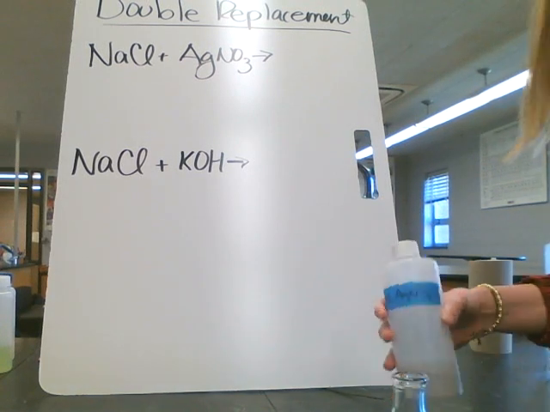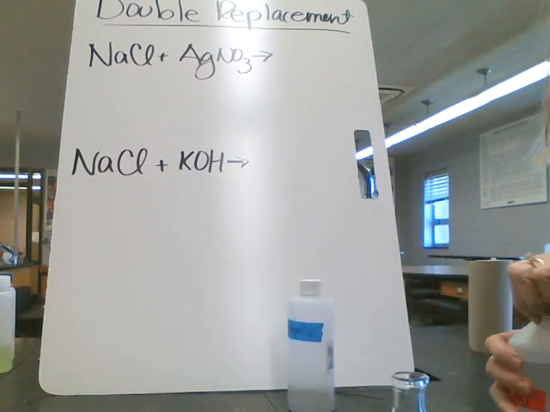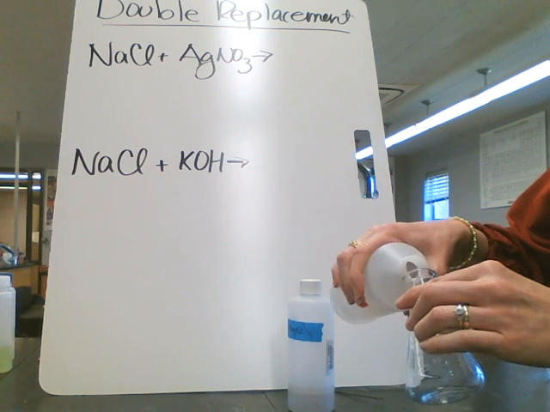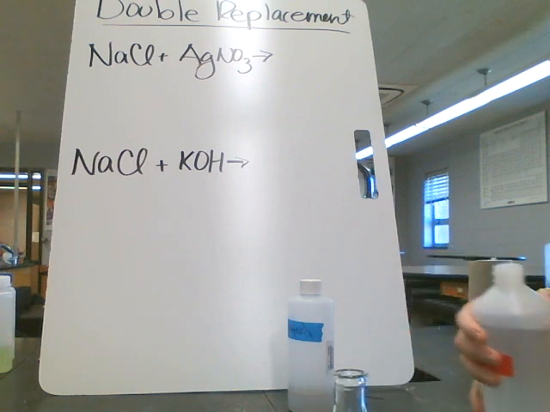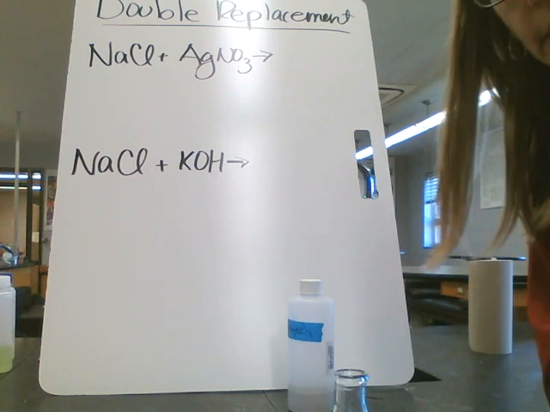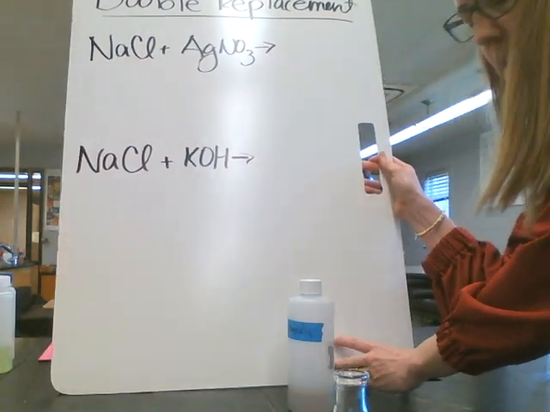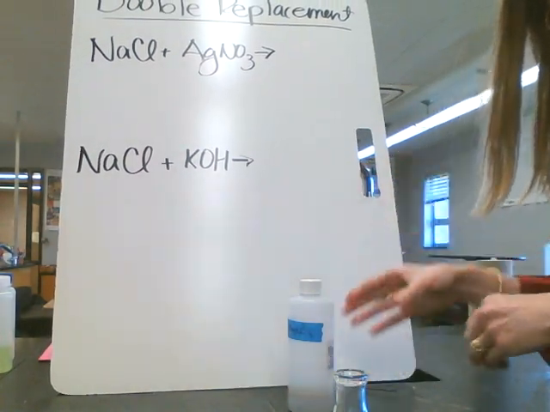Okay, we're going to do some double replacement reactions today. So the first one up here on the board is just salt solution. So I just took some NaCl and dissolved it in water. And then the second reactant, you can't see very well, I guess, on here because of the reflection, is silver nitrate, AgNO3.